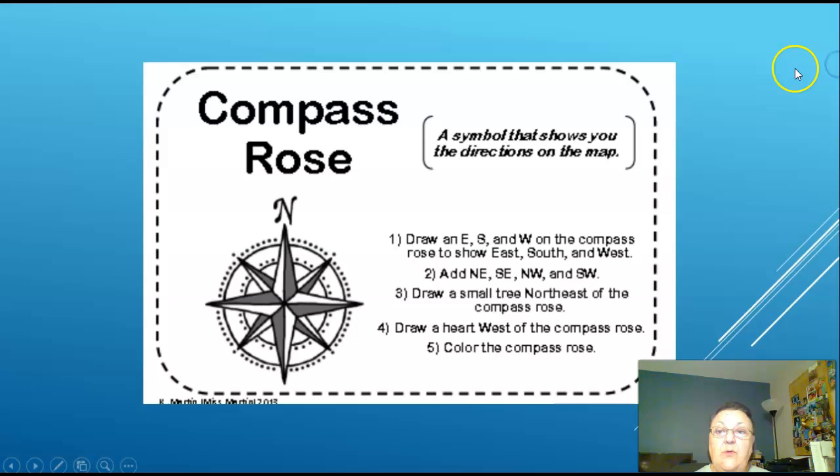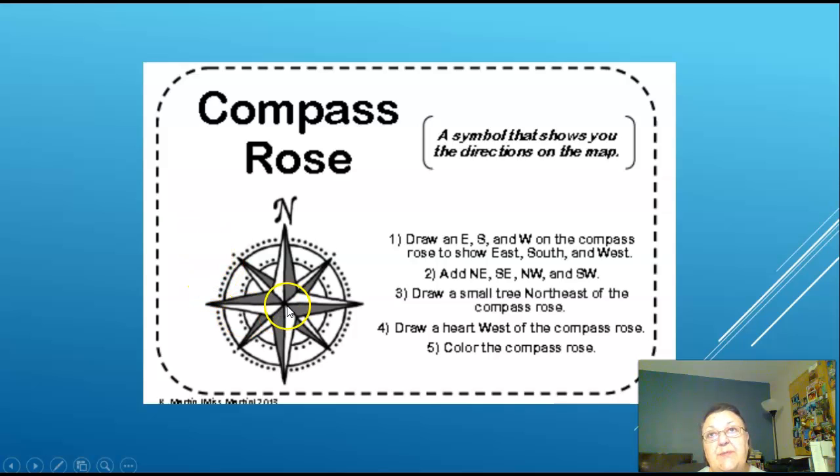Okay, so now we move on to the compass rose. Like we talked about the other day in class, the compass rose basically shows us north, south, east, west. Then we have northeast, southeast, southwest, and northwest. And we actually marked those on our compass. And then we also drew a tree up here for northeast. And then we drew a heart for the northwest, I believe is what it said to do. Or maybe it was west.